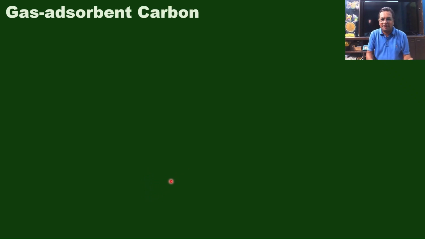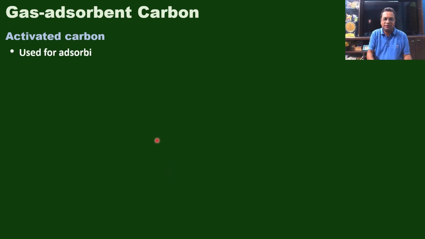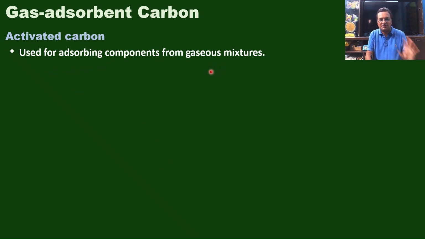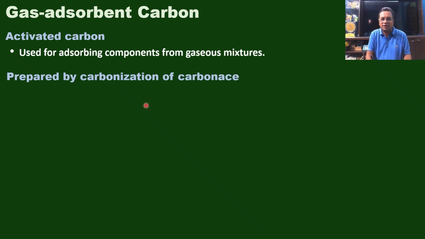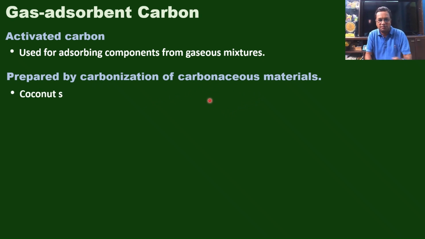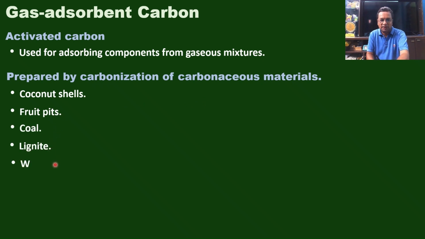Then you have gas adsorbent carbon. It is nothing but activated carbon that is used for adsorbing components from gaseous mixtures. These activated carbons are limited to adsorbing components from gaseous mixtures. They are prepared by carbonization of carbonaceous material, that is, thermal decomposition of carbonaceous material. It could be coconut shells, fruit pits, coal, lignite, or wood. These are different carbonaceous materials that can be used to get the gas adsorbent carbon.